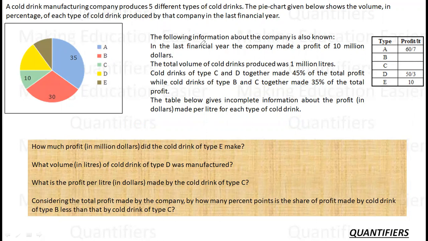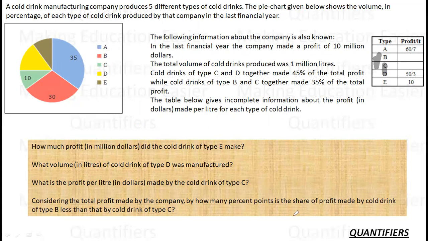The following information about the company is also known: in the last financial year, the company made a profit of $10 million, so $10 million, that is $1 crore basically. The total volume of the cold drink produced was 1 million, so 10 lakh liters of this was produced. Cold drink types C and D together had 45% profit. B and C together had 35% profit. The table below mentions the incomplete information of profit per liter of cold drink.